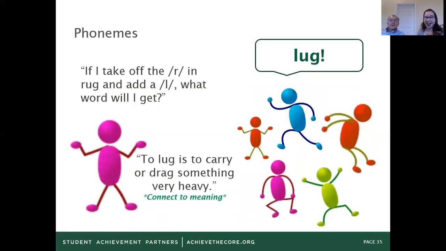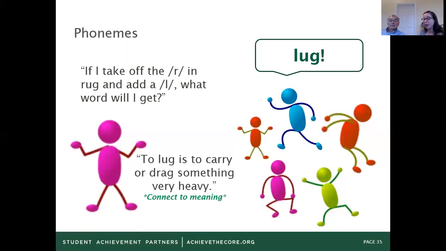An example of phonemes, so again, that word play, the teacher saying, if I take off the R in rug and add L, what word will I get? And the students are saying lug. And because David is always ahead of us, which helps set the pace for our course and our work, we have an example here of connecting it to meaning, right?